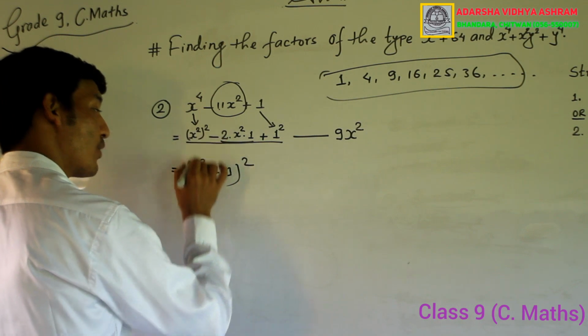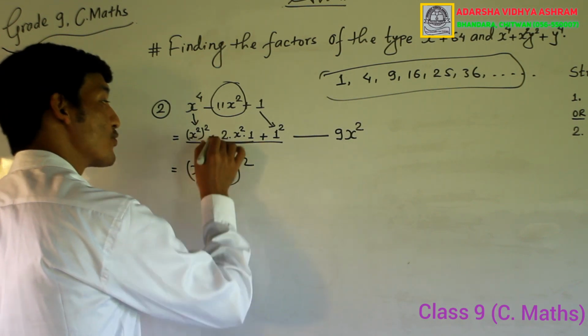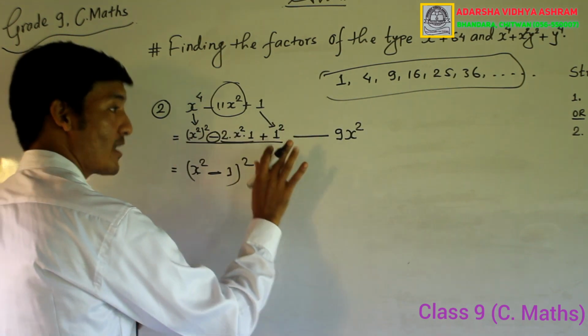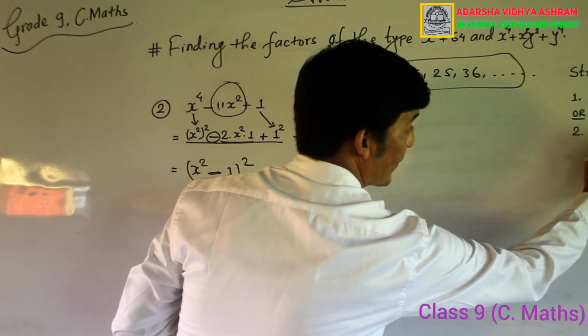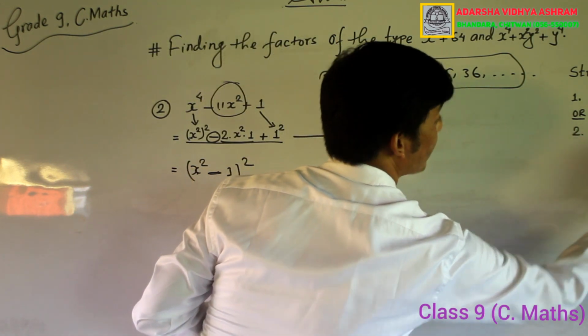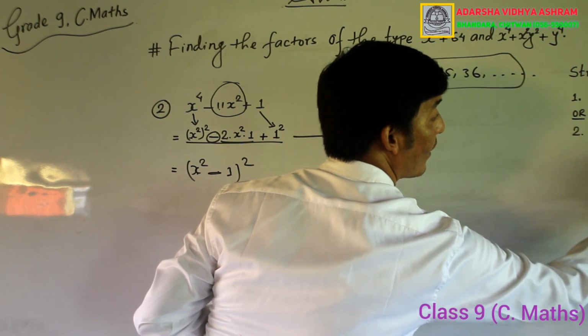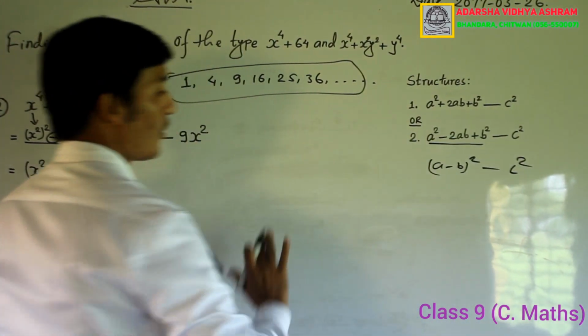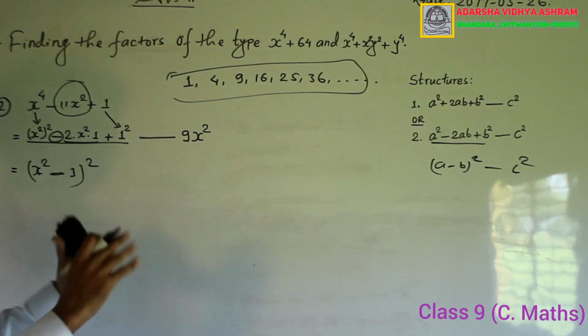And so then, the second step, we can easily understand this 3 step: x square minus 1 whole square, because x square we can take. Why is here minus? Because minus 2ab is in the structure a square minus 2ab plus b square, meaning we know that is a minus b whole square, and minus c square. After this, we can easily see the factorized form.